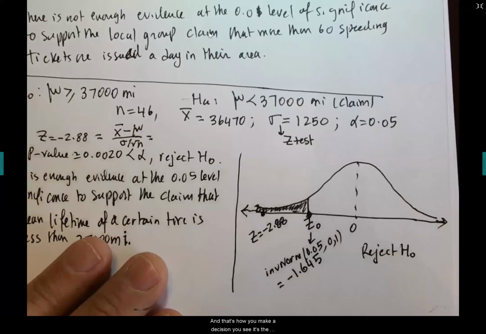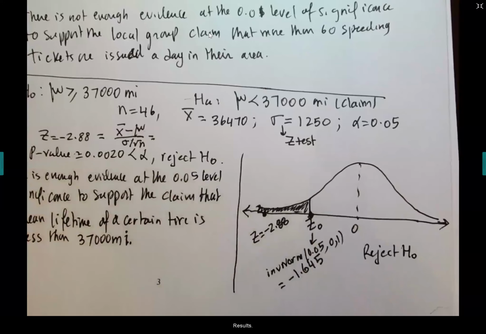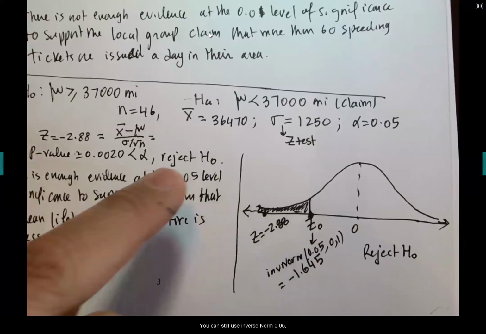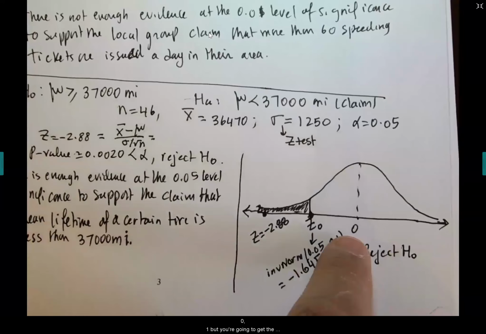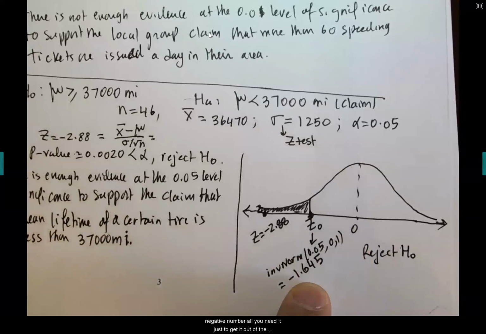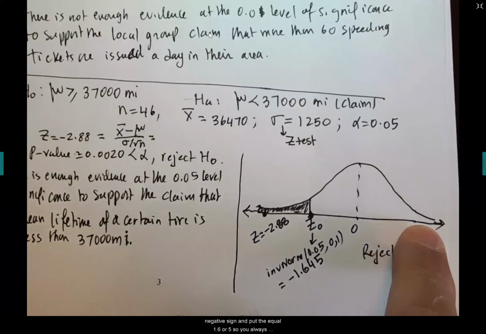And that's how you make a decision. You see, it's the same thing. Reject H0, you get the same results. If you have a right tail test, guys, you can still use inverse norm 0.05, comma 0, comma 1, but you're going to get a negative number. All you need is just to get rid of the negative sign and put z equal 1.645.